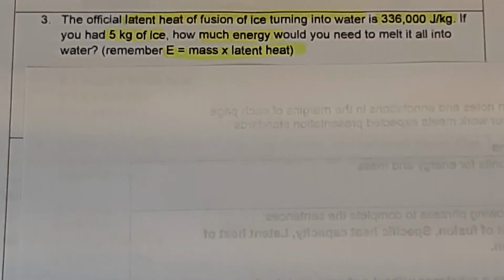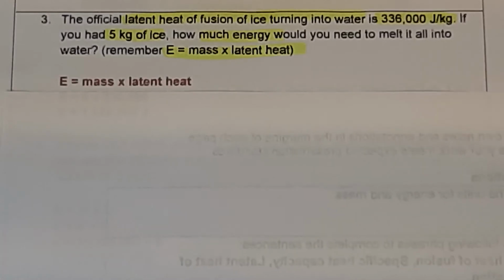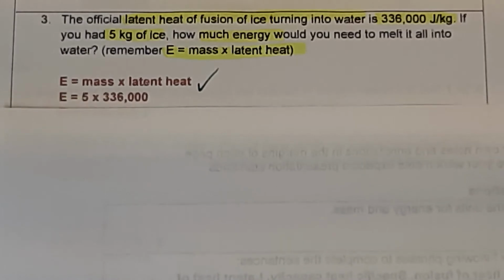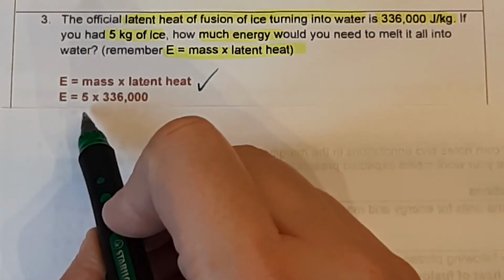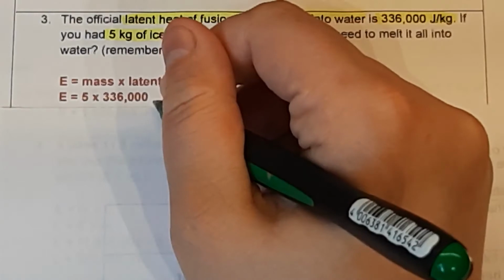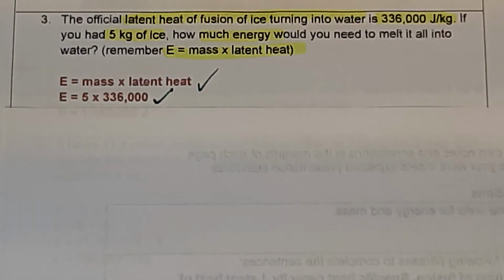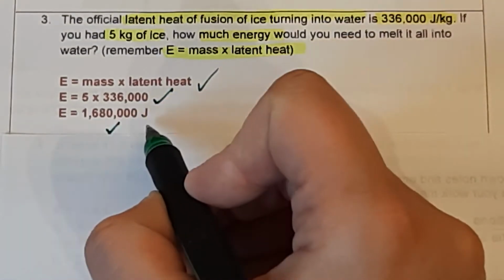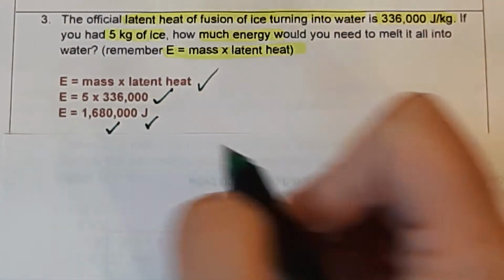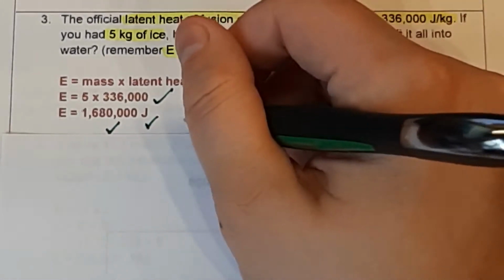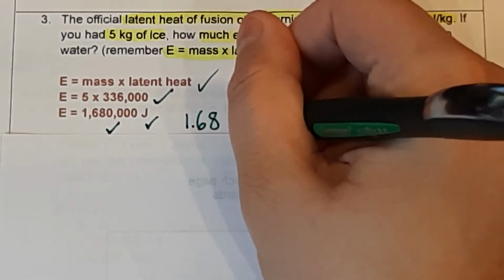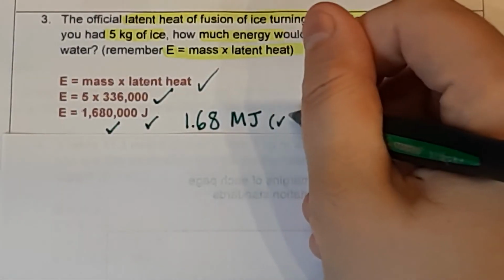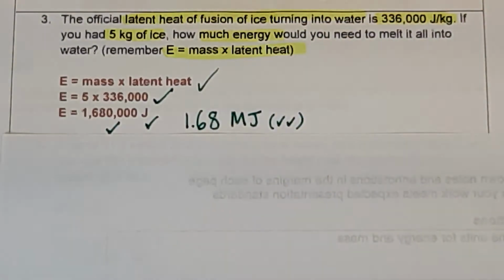So hopefully you have done the following. You've written the equation out, which will give you a mark. You have put in some numbers, which is 5, because 5 kilograms in mass multiplied by the latent heat of fusion, which is 336,000, and that got you an answer of 1.68 million joules, or 1,680,000 joules. Another way of writing this is 1.68 megajoules. Okay, either of those is fine. That's a great second alternative for those 2 marks.